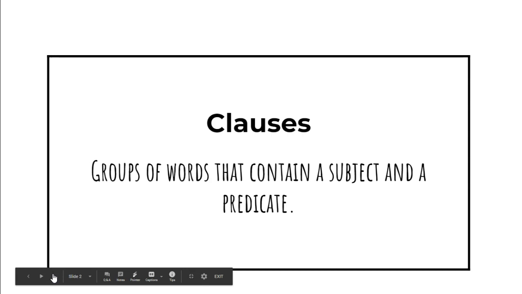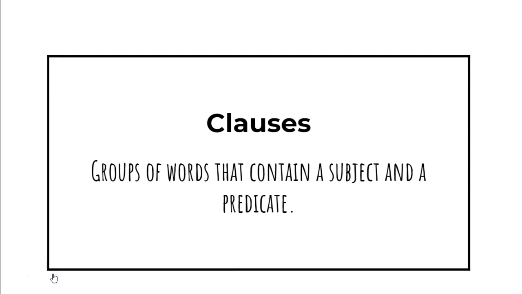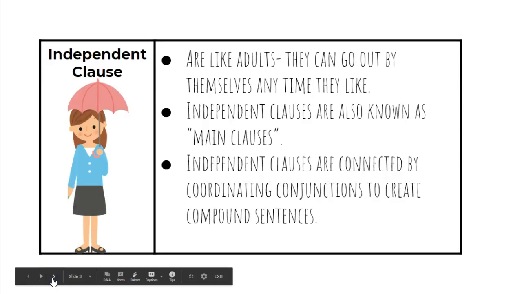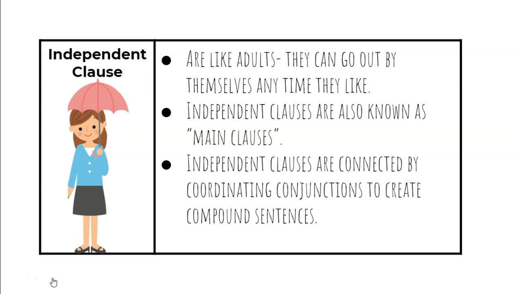All right, so the first thing is clauses. Clauses are groups of words that contain a subject and a predicate. Independent clauses. Remember we said independent clauses are like adults. They can go out by themselves anytime they like. Independent clauses are also known as main clauses because they are the main idea of what you're talking about, okay?